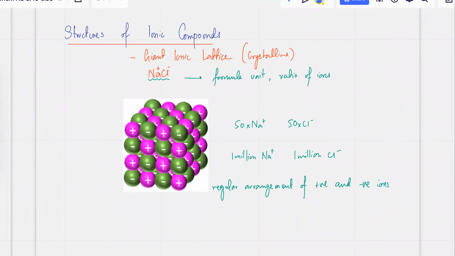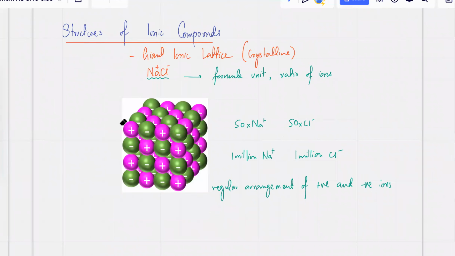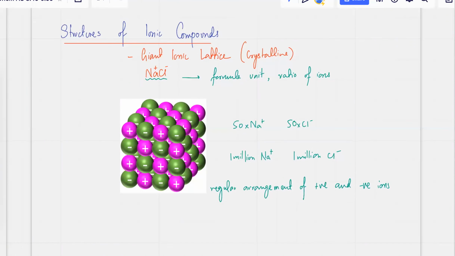Now, some properties of these ionic lattices. This could be a tiny crystal of NaCl. Most of them are going to form crystals. So this is one example of a crystal that's existing. You could have large crystals. You could have really small crystals as well. The first thing is, can anyone tell me, do they have high melting and boiling points or low melting and boiling points? Anyone? Is there any idea?